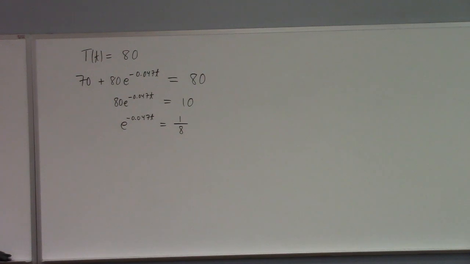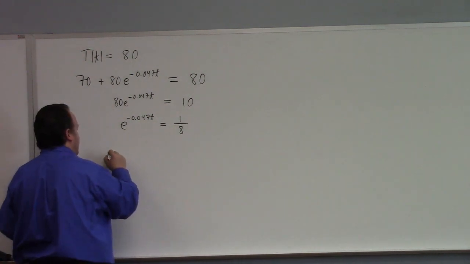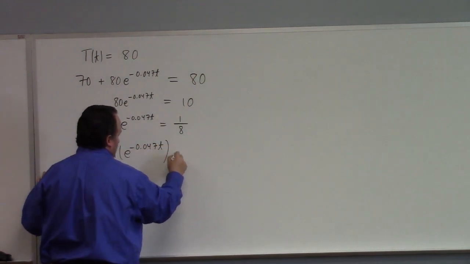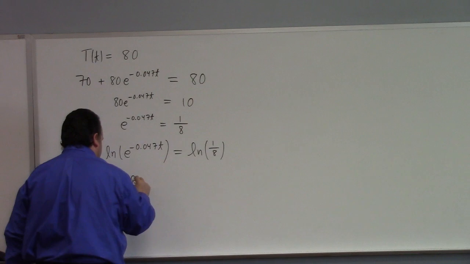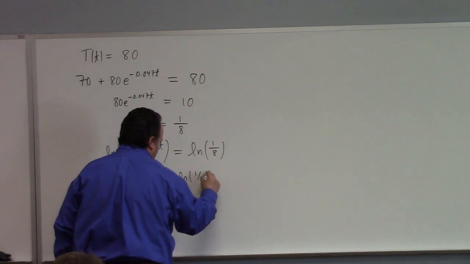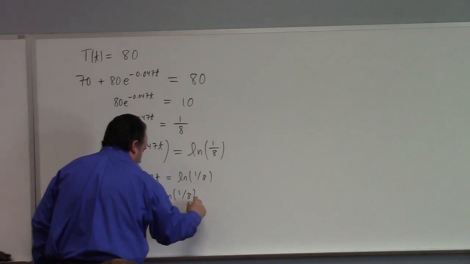Does this make sense, guys? Or follow me? Now, how do I solve for t? I need to take the natural log of both sides, right? So I get the natural log of e to the minus 0.047 times the time I don't know is the natural log of 1/8. And that gives me minus 0.047t is the natural log of 1/8. So solving for t, I get t is equal to the natural log of 1/8 divided by minus 0.047.